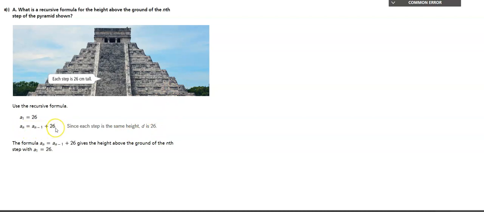So this formula right here gives us the height above the ground of the nth step, okay, with the first term being 26. So I could find the height of the 100th step here by just replacing n with 100 and then calculating this formula. So let's practice.